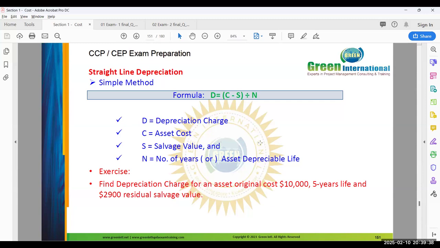Some slides I skipped, in which some theory is there. You can go through that theory for understanding purposes. For doing the depreciation problem, you have to understand what salvage value is. That is a minimum requirement.